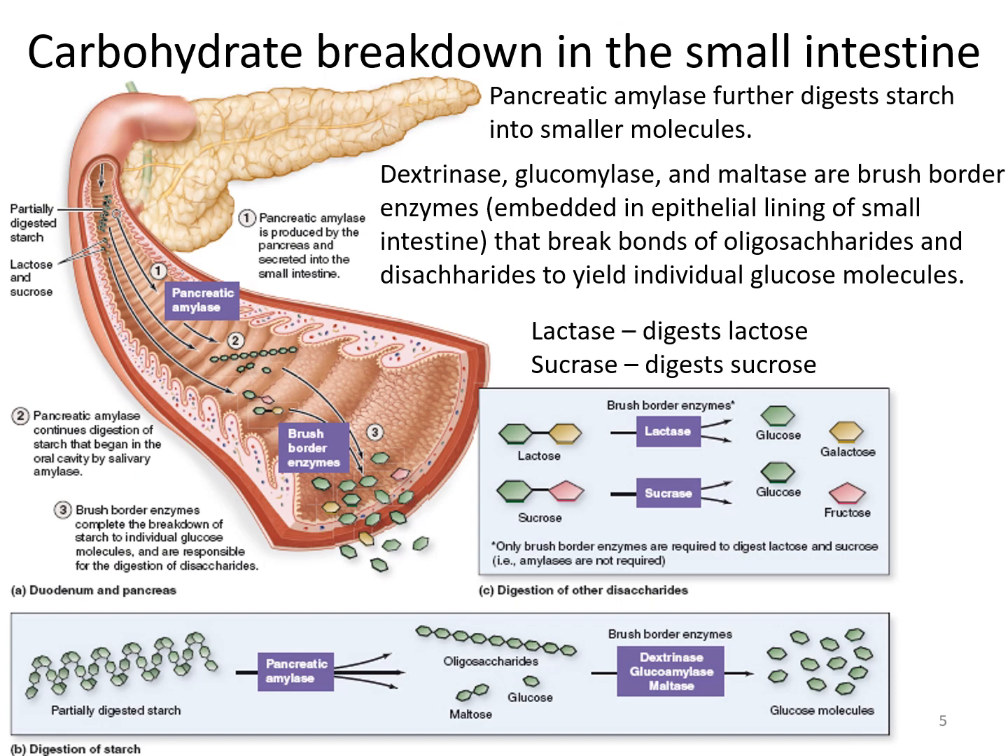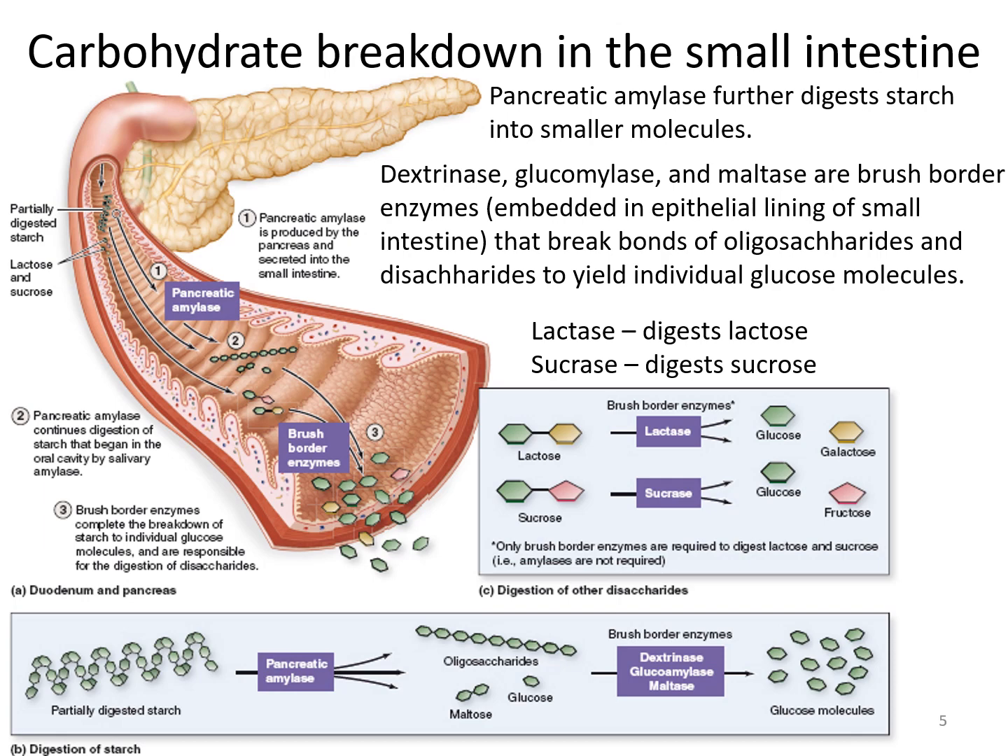This is where we resume the breakdown of carbohydrates, using the enzyme pancreatic amylase to further digest them. It's similar to salivary amylase, but it's coming from the pancreas. It's one of those digestive enzymes from the digestive juices. Dextrinase, glucoamylase, and maltase are all what we call brush border enzymes. These are enzymes embedded in the epithelial lining of the small intestine, and they break the bonds of oligosaccharides and disaccharides to yield individual sugar molecules.